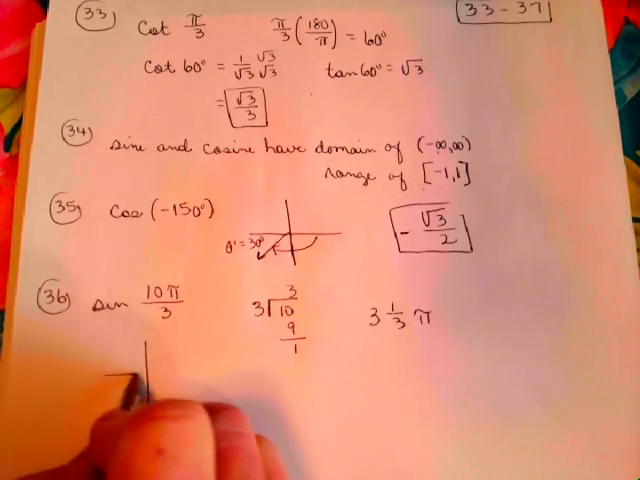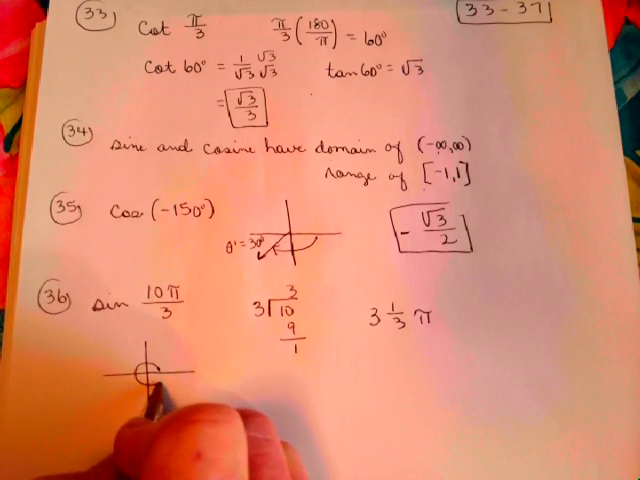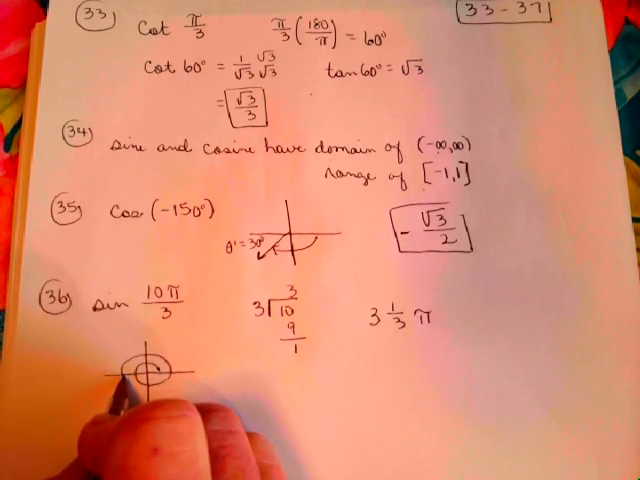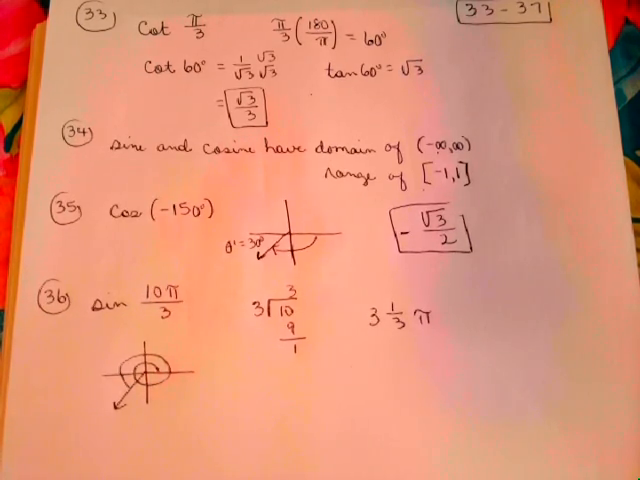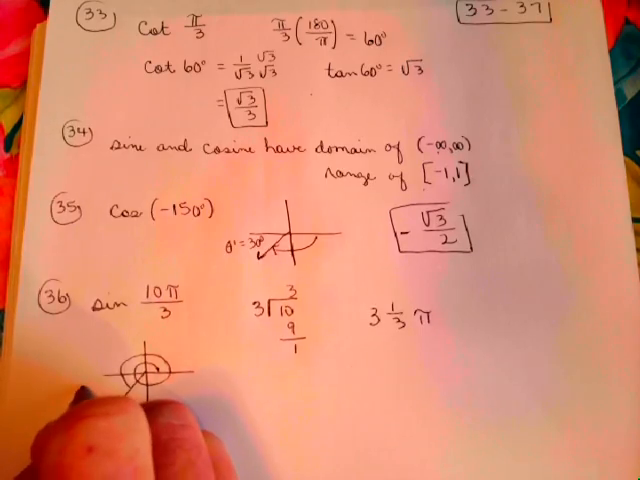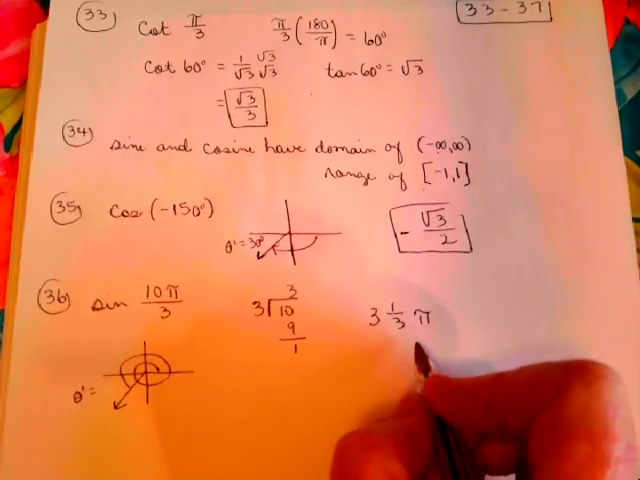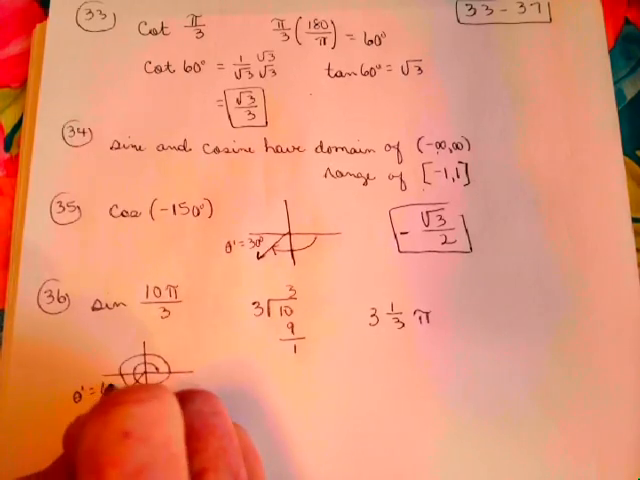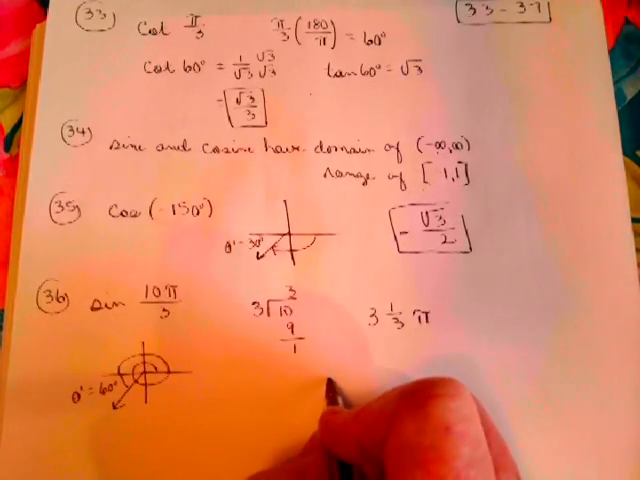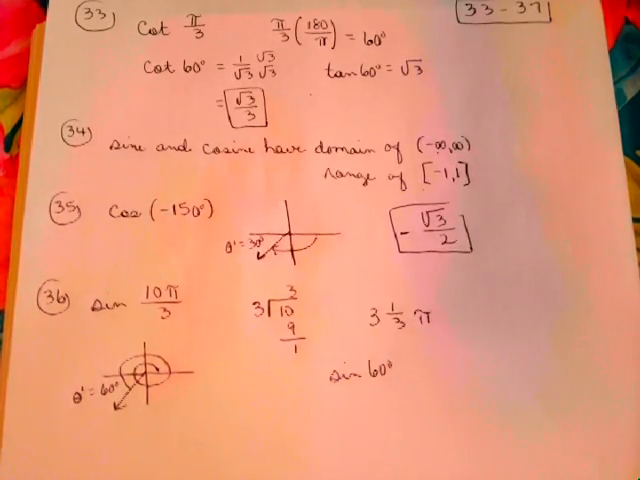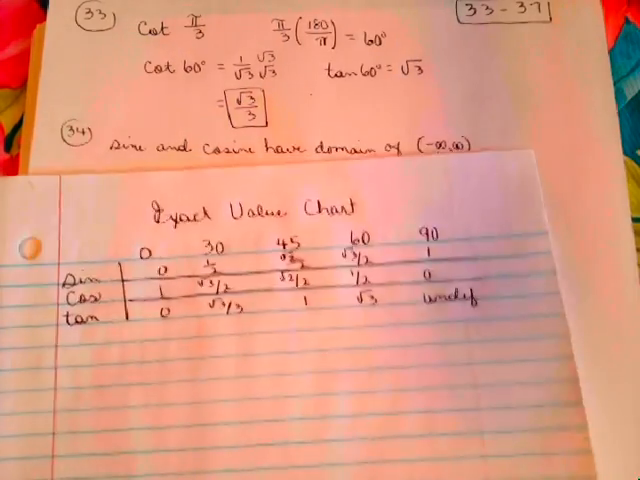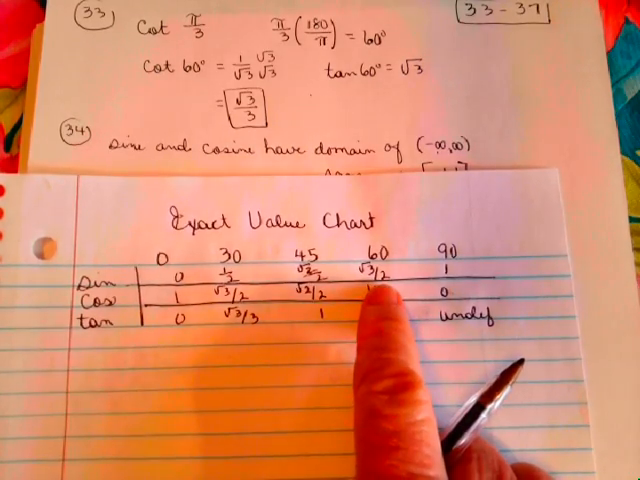Draw that angle. There is 2 pi. There is 3 pi. There's another 1/3 of a pi. Related angle, theta prime. 1/3 of pi is 60 degrees. What is the sine of 60 degrees? Either look at your unit circle or look at your exact value chart. The sine of 60 degrees is the square root of 3 over 2.